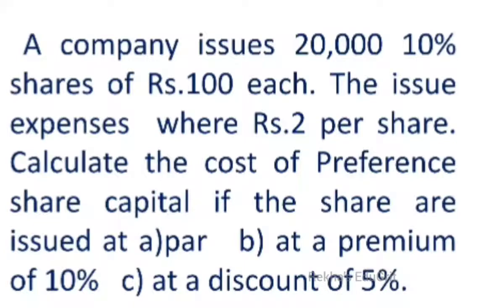A company issues 20,000 10% preference shares of rupees 100 each. The issue expenses were rupees 2 per share. Calculate the cost of preference share capital if the shares are issued at par, at a premium of 10% and at a discount of 5%.